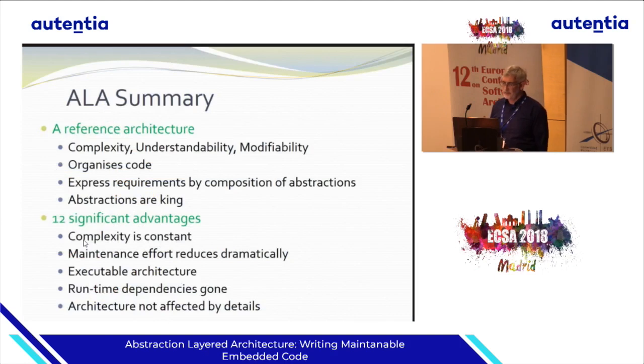So in summary, it's a reference architecture that optimizes for complexity, understandability, and modifiability. It tells you how to organize your code. The takeaway thing to remember is express requirements by composition of abstractions. The abstractions are the kingpin, really, that makes the whole thing work. And there are these 12 significant advantages that I alluded to. Complexity is the constant, maintenance effort reduces dramatically, and so on.